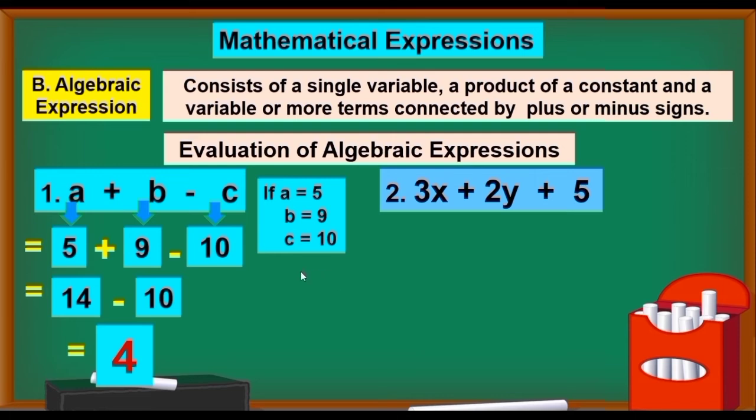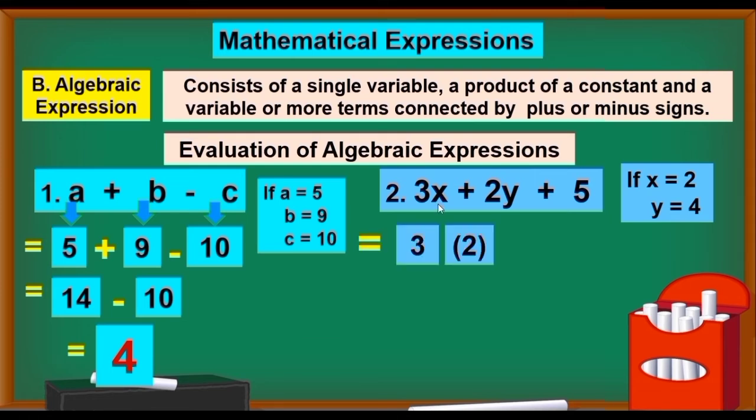So, another example, paano naman po kung ganito? We have 3x plus 2y plus 5. Ang x natin ay equals 2 at ang y natin ay equals 4. Tandaan po natin na kapag magkasama ang constant at variable, kagaya ng 3x, ang operation niya ay multiplication. So, kapag pinalitan natin siya, magiging 3 times 2 plus 2 times 4 plus 5. So, yung 3x, ito na po yun, yung 3 times 2. Yung 2y naman ay 2 times 4.